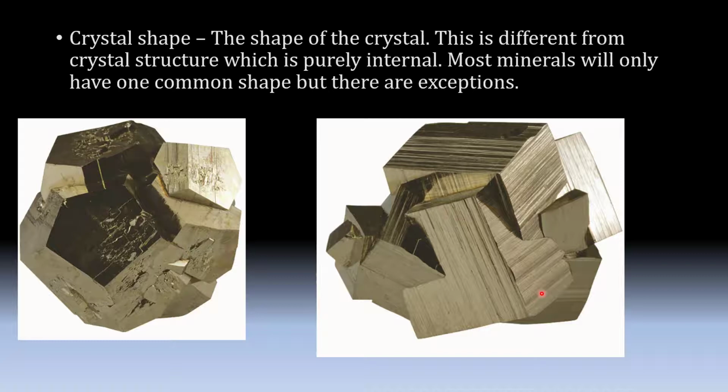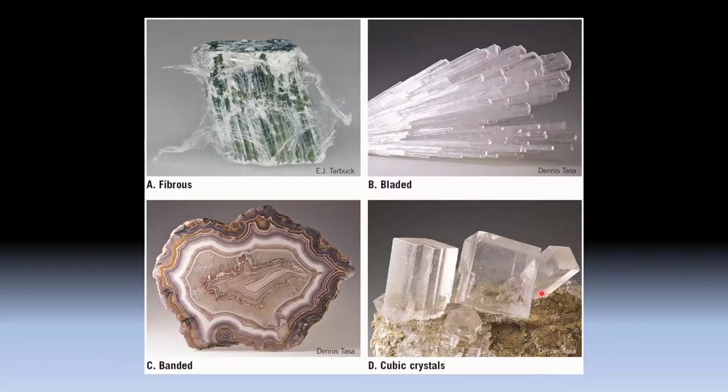Now, you might not always have a crystal, right? Having a crystal requires ideal growth conditions for a long time, and you might not have that, okay? But if you do, you're going to get a very distinctive shape. Most minerals will have maybe one, maybe two common shapes. But yeah, I mean, one or two, not a whole bunch. Those atoms, there's only a few ways they're going to stack. Now there are a lot of different crystal shapes. They can be fibrous or bladed or banded or cubic or any number of different things.